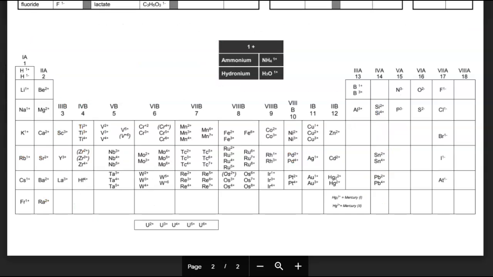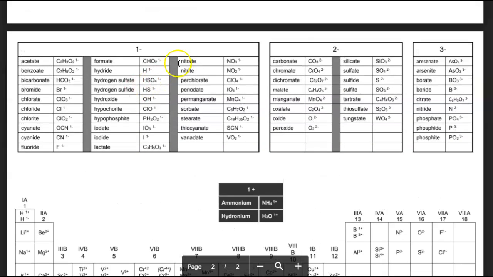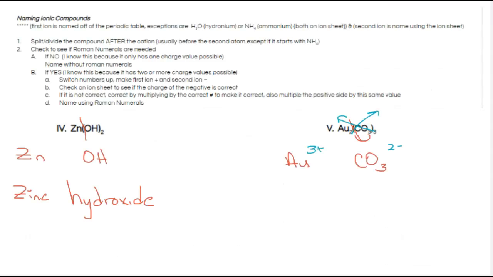I come back to the ion page. There's my CO3 carbonate. It's really a -2. So I can write my formula as gold, Roman numeral 3, carbonate. And that finishes those 5 examples.